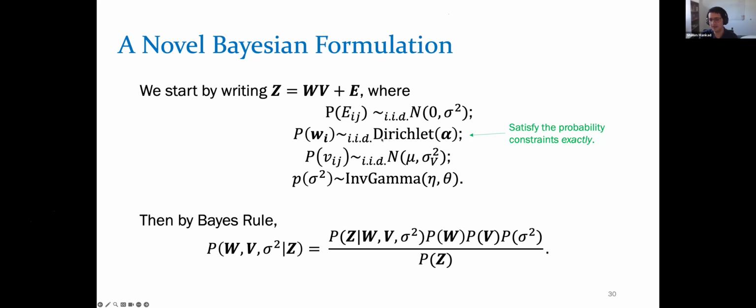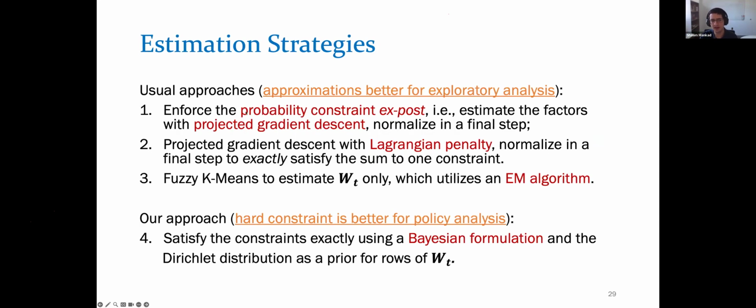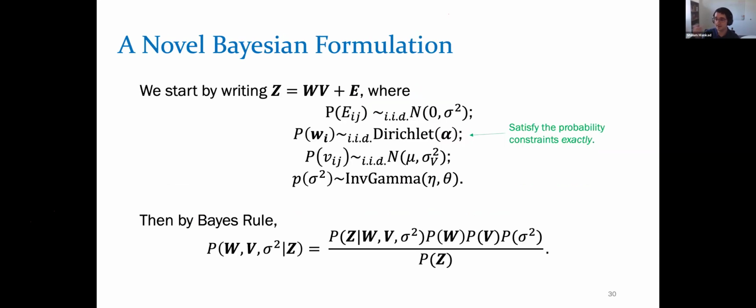The main thing is that we're using the Dirichlet distribution for the rows of W. And this is important because that basically encapsulates that W has to be a probability. In the other approaches that I mentioned, where you solve it with optimization, oftentimes you treat that constraint as a soft constraint. By explicitly using the Dirichlet distribution here, we're satisfying the probability constraint exactly. And again, that just helps with identification and estimation quality.